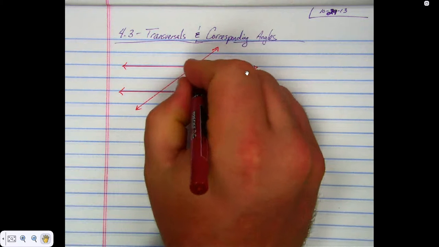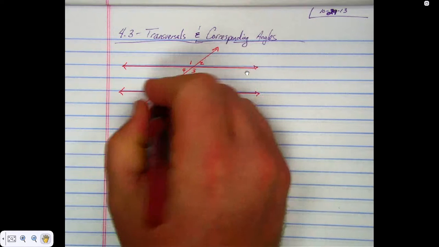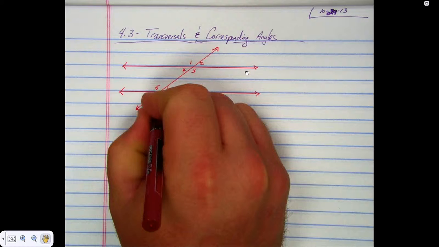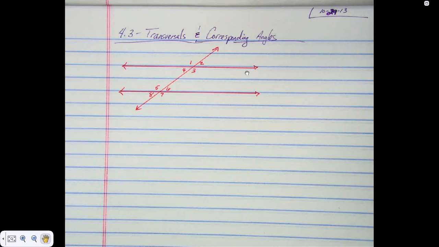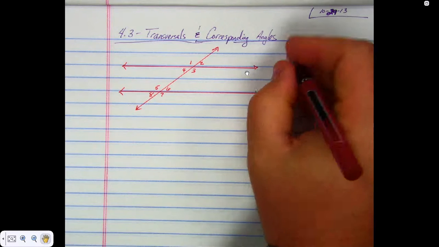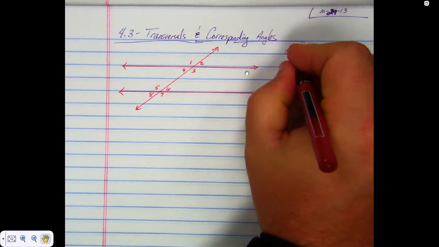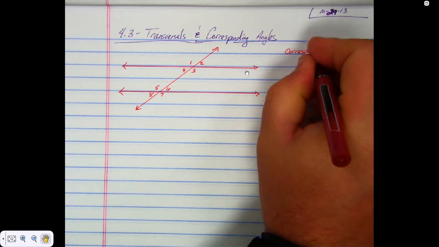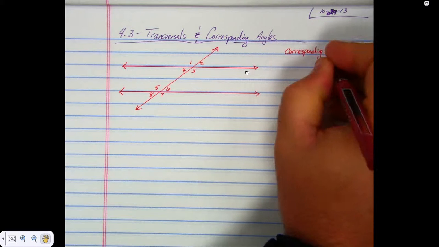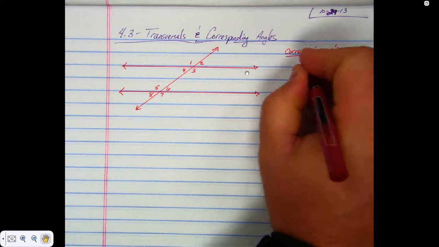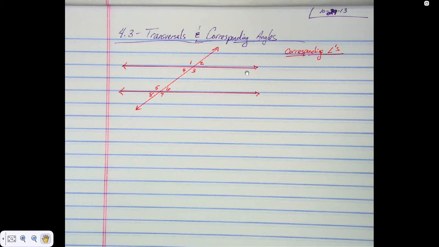Call this angle 1, angle 2, angle 3, angle 4, angle 5, angle 6, angle 7, angle 8. There should be 4 sets of corresponding angles.